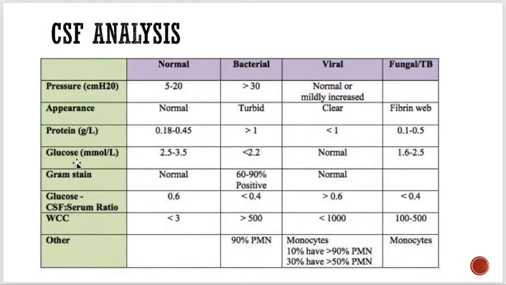Now, we have already discussed gram staining in the previous lecture. So simply, why we run the gram staining is to catch what kind of organism is there. Of course, normally there are no organisms. It will be positive in bacterial infections. It will be normal in viral infections, and in TB especially, you have to use special stains like Ziehl-Neelsen staining, which we use for tuberculosis, or Mycobacterium tuberculosis.